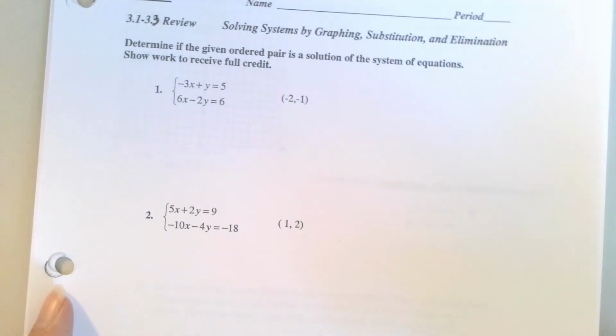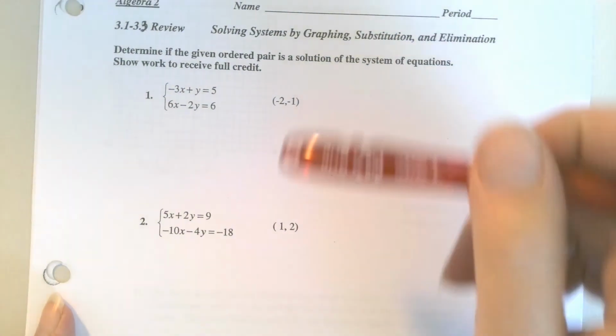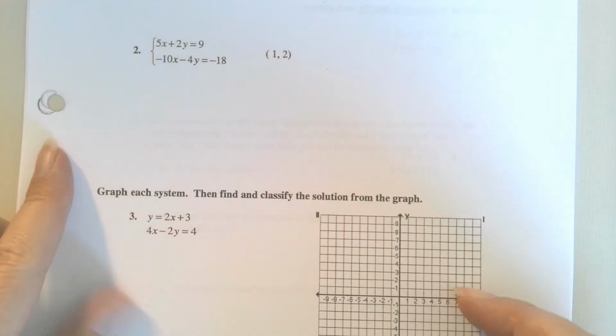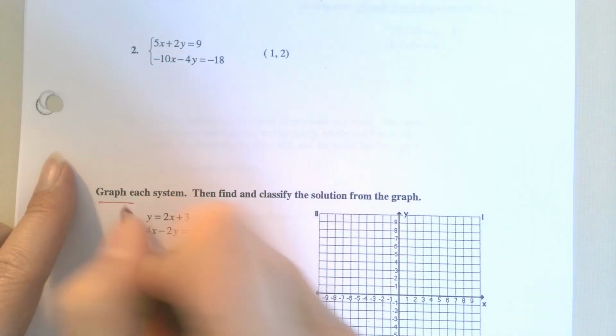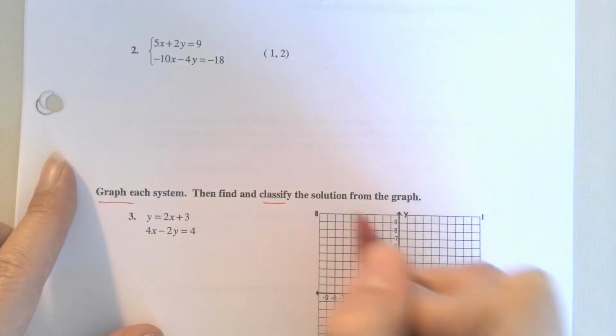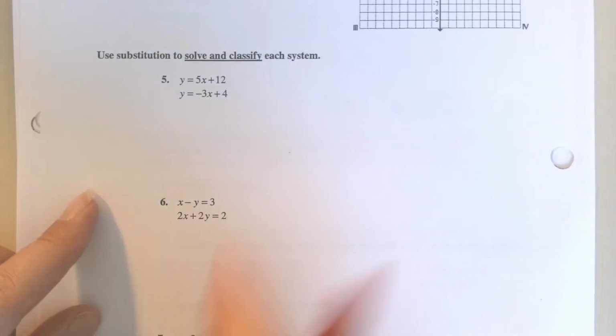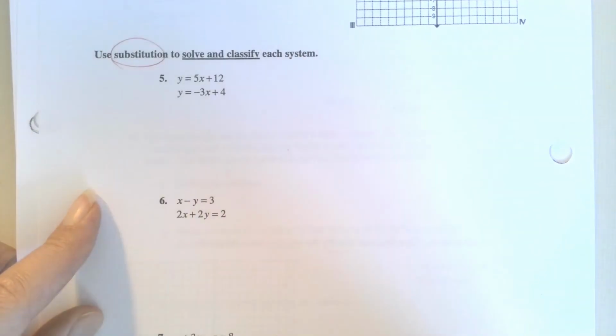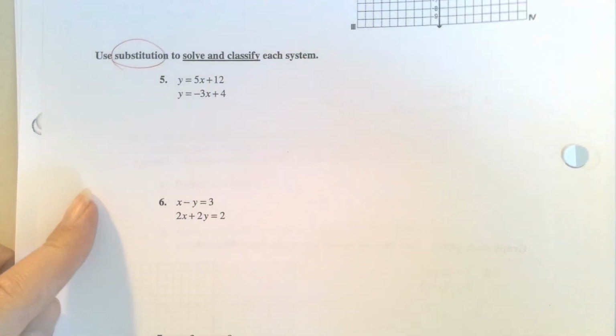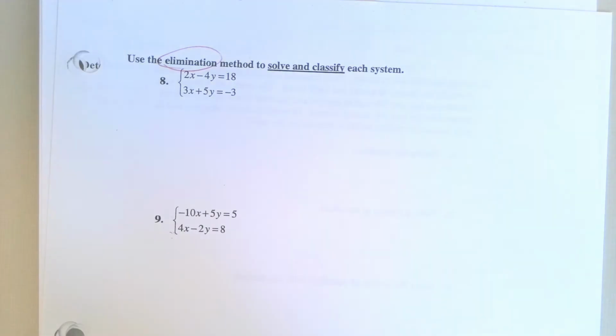The next review is what you're going to work on prior to your test. It is 4 pages, so we have plug it in, graph the system, and you have to graph it to get full credit, and classify it and give the solutions as an ordered pair, infinite, or no solution. We also have a back. Again, use substitution, solve and classify. And you have elimination method, solve and classify.